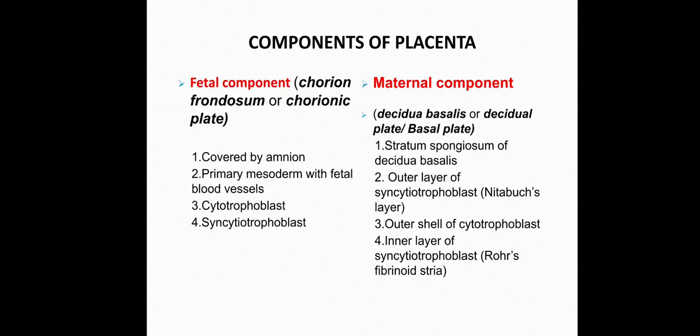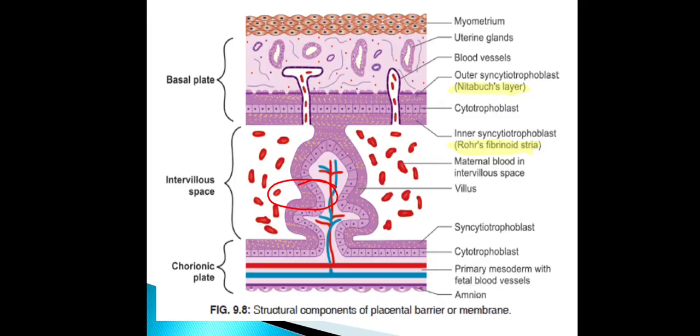So now if we discuss the components of the placenta, there are two components. The fetal component is called chorion frondosum or the chorionic plate, and the maternal component is called decidua basalis or the decidual plate or the basal plate. The fetal component is formed by the amnion, extraembryonic mesoderm containing blood vessels, cytotrophoblast and syncytiotrophoblast, and the decidua basalis will be formed by the stratum spongiosum, then the outer syncytiotrophoblast, outer cytotrophoblastic shell, then the inner syncytiotrophoblast. These are the layers which will form the basal plate.